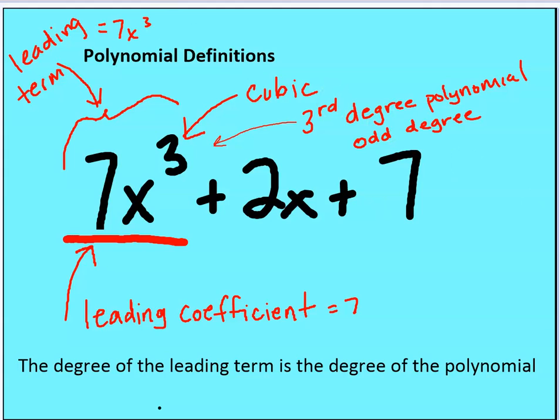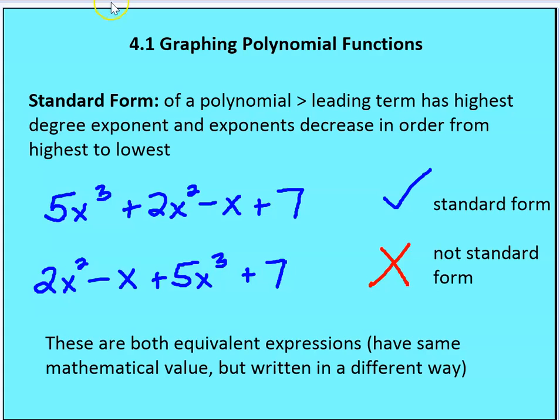So you can write this down. I'm going to move on. And remember, you can always pause as I go through this. All right, so standard form of a polynomial, leading term is the highest degree exponent. Exponents decrease in order from highest to lowest. So this would be an example of a polynomial in standard form. This would not be in standard form. However, these are both equivalent expressions, so they have the same mathematical value, but they're written in a different way. All right, so we say standard form, highest to lowest, with a degree exponent, and non-standard form is not in that order.